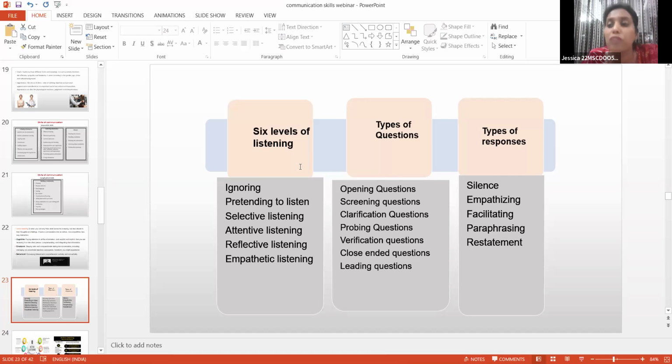Attentive listening is something which we are supposed to do. Attentive listening is where both our cognition and our emotion, everything is in equilibrium. Reflective listening is a step higher than normal listening. When I am reflecting on what my patient is saying and why he is saying so, it is very important for us. Empathetic listening is the cherry on the cake. When I'm empathizing with the patient, I'm able to understand.